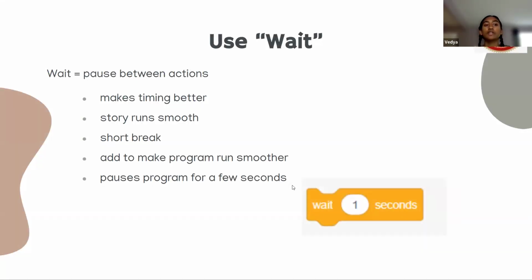Another main thing we will use is the wait block. The wait block makes the timing better, and it also adds a short break in the middle. It basically pauses the program for a few seconds. You can give it 1 second, you can give it 5 seconds. So this is good for making the program move slowly and nothing is moving too fast. If you're changing backdrops or the background as well, having the wait second will help the audience see each background.